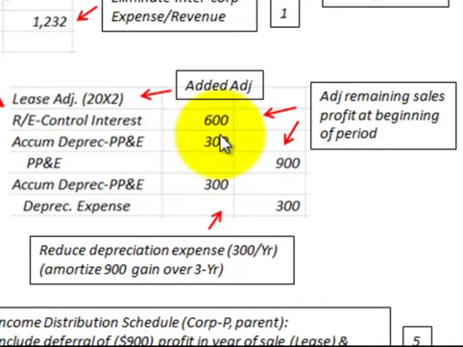We debit that here for $300, and then the balancing amount here would go to property, plant, and equipment here for $900. We'd credit that here for $900. And the next thing we have to do is again reduce this depreciation expense here at $300 per year, and that's for that amortization here of this $900 gain over 3 years. So we go up here to our accumulated depreciation for property, plant, and equipment. We debit that for $300, and then for our depreciation expense here, we'd be crediting that for $300.